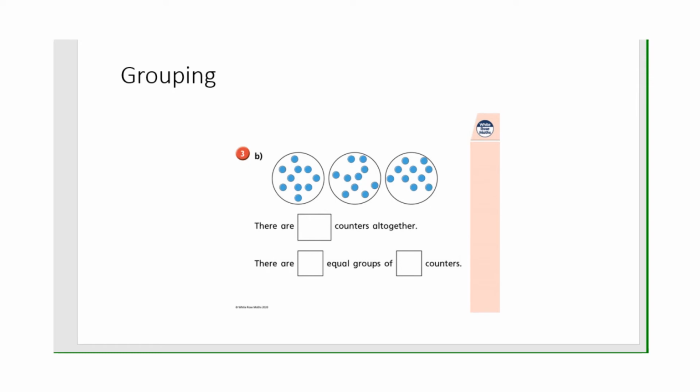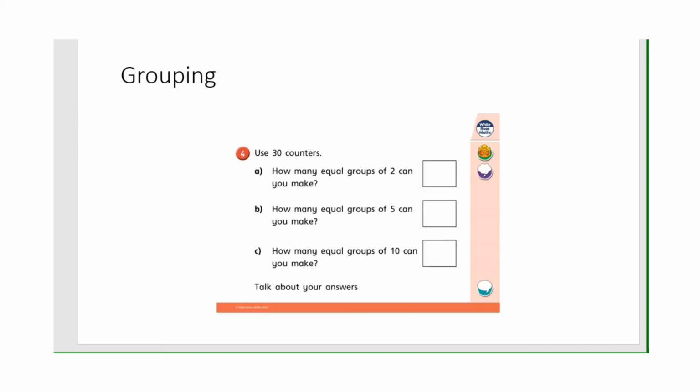Now then, let's have a look at this one. A bit harder, isn't it? How many do you think there are? Count really carefully. Try not to count them more than once, because that's quite difficult, isn't it? 5, 6, 7. Oh, yes. 10 counters in each, so 10. How many, if there's 10 and 10 and 10? 3 tens, I know that, 30. So 30 counters altogether and 3 equal groups of 10 counters.